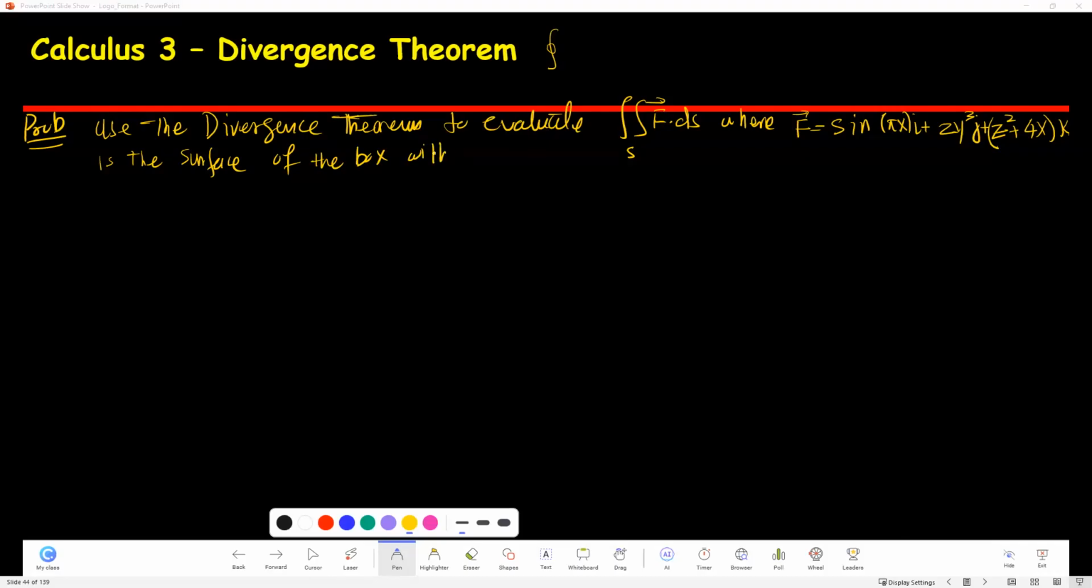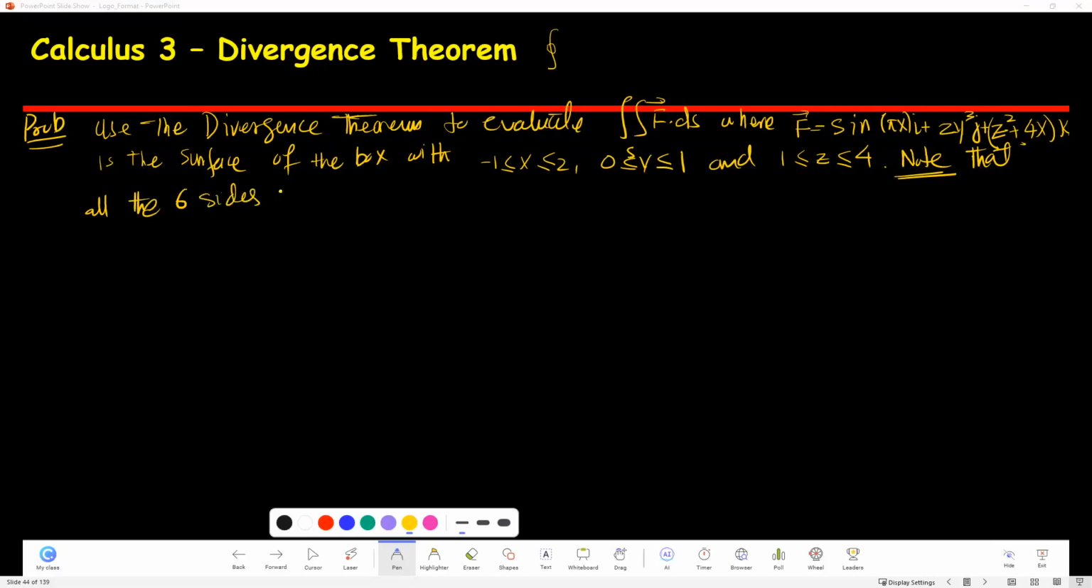With x from -1 to 2, and then y also going from 0 to 1, and z going from 1 to 4. Okay, and I'm going to say, note that all of the sides of the box are included in S. And what does that mean? It means note that all 6 sides of the box are included in S.